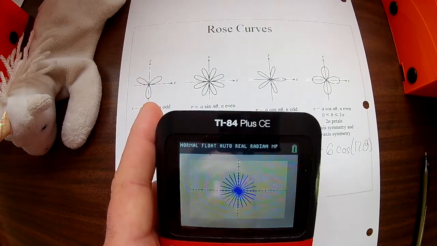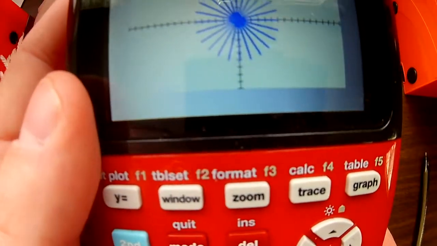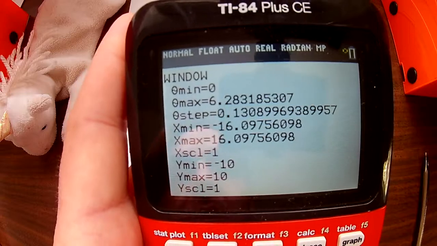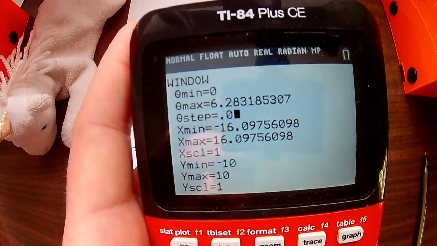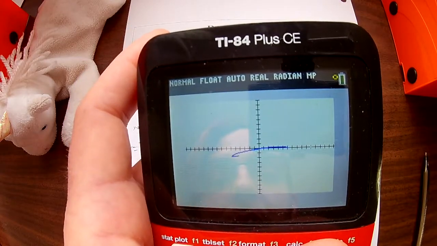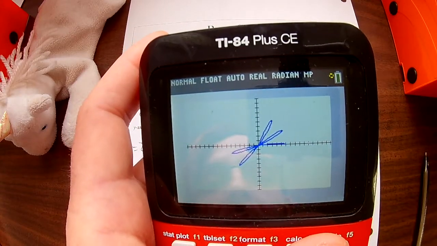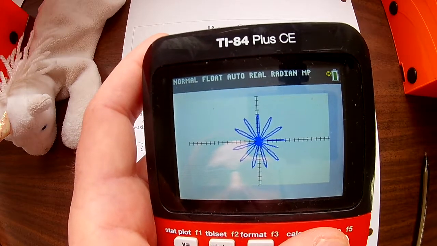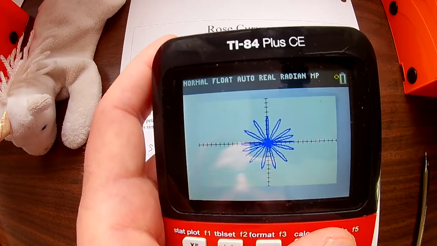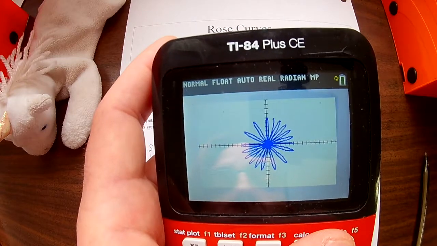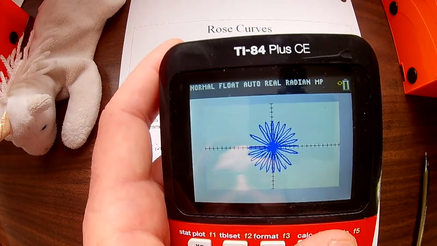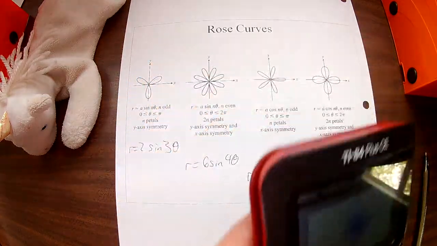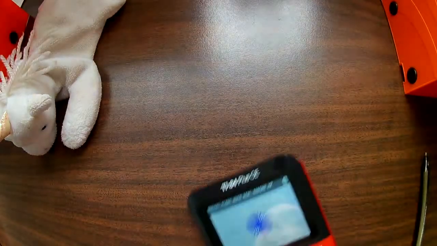Yoinks! I don't even see the petals on that because my resolution is so low. If I go to my theta step and again make it 0.01, okay, yeah. Again, making my theta step smaller produces smoother curves. Downfall to that, it takes forever to graph. About 10 times as long to graph this as the standard viewing window. All right, so those are rose curves.